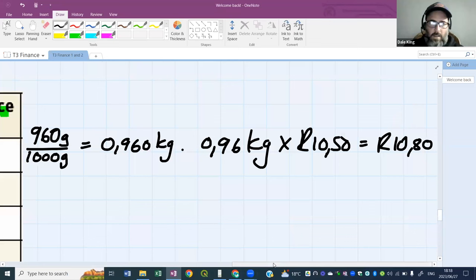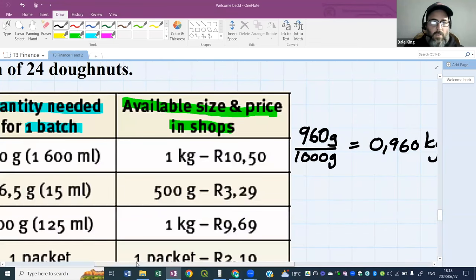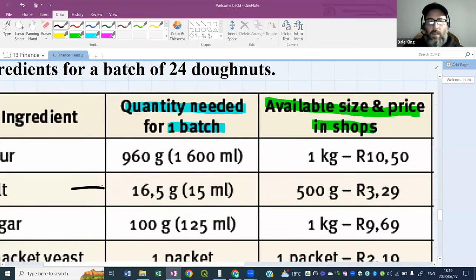All right. So here we go. Here's the next one. I've got salt. It's the next line here. This is it here. I've got 16.5 grams that I need for my recipe, but I have 500 grams in the shop that cost 3.29.